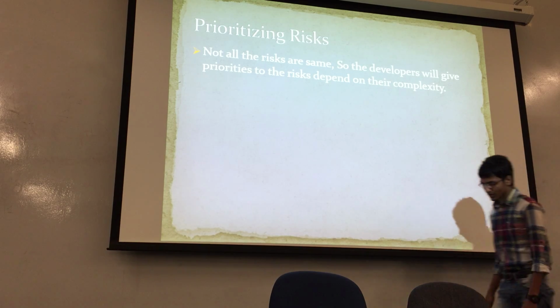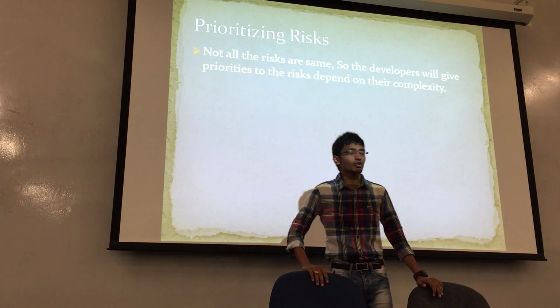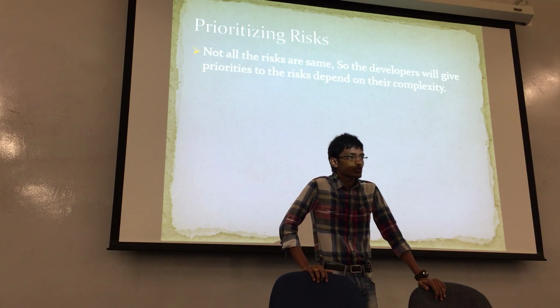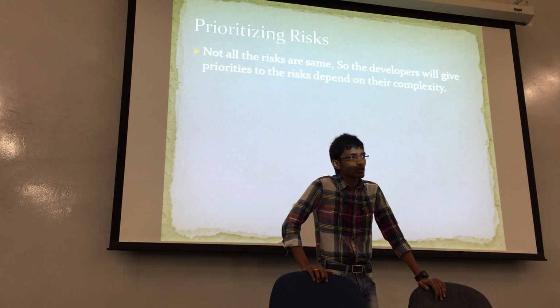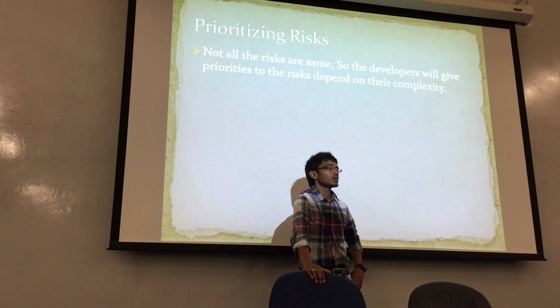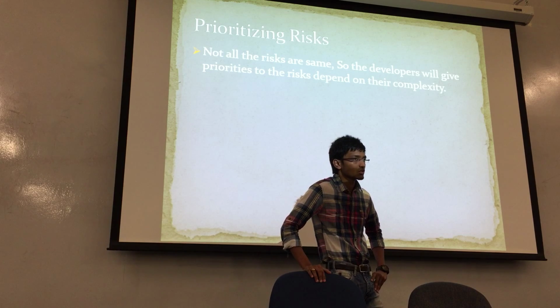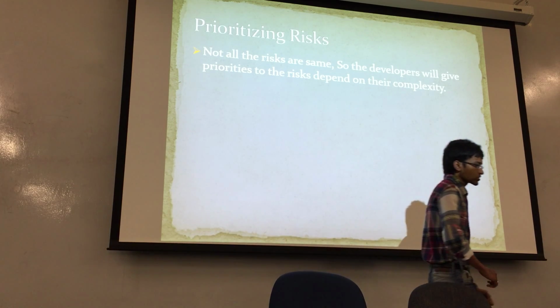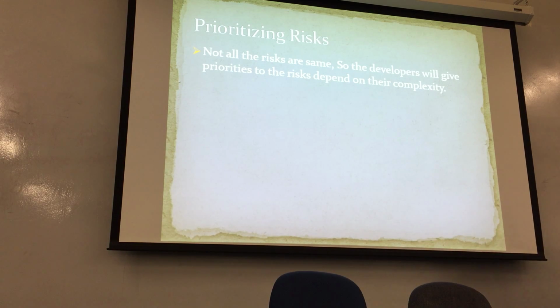So that will cause a major impact on the software systems. After that, prioritizing the risks. We can prioritize the risk based on complexity. Security issues are more complex, so we give high priority to those. Same with software failures and system failures. If it is a cosmetic change, then we can give less priority to those things.